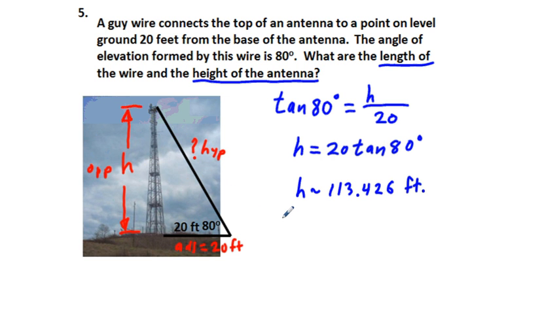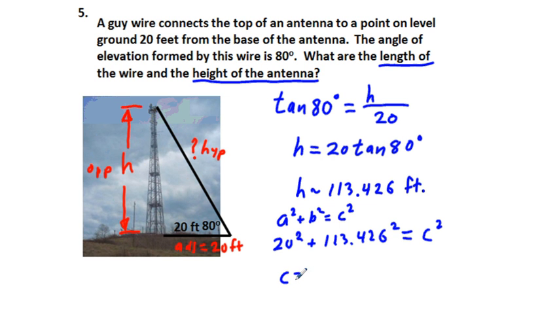We can use a squared plus b squared equals c squared. So our a would be our 20 squared. Our b would be our 113.426 squared. And that's going to be equal to c squared. So c is going to be equal to the square root of everything on the left. So c is going to be equal to the square root of 20 squared plus 113.426 squared.